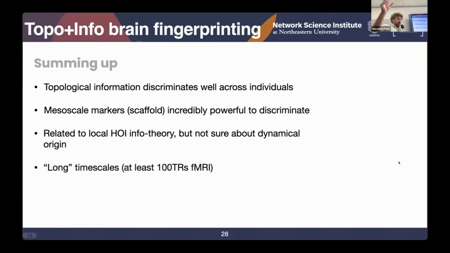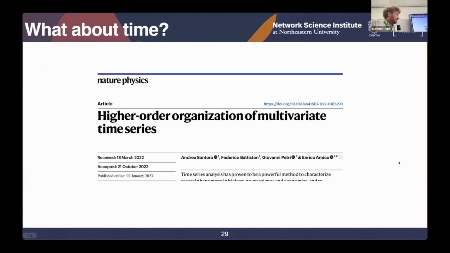Finally, even though I showed you that it's possible to do this on multiple windows, the time scales are still long, right? We can go down to about 100 TRs, which is about a couple of minutes, roughly. So it's still not instantaneous information, okay? So we're asking, well, can we actually do better? Or what happens at smaller time scales? And so to do that, we picked up on a paper that was published a couple of years ago. A year and a half. Anyway, recent, but not so recent.